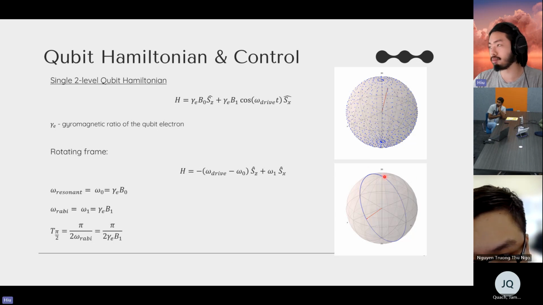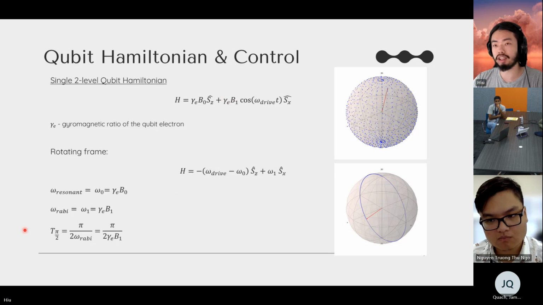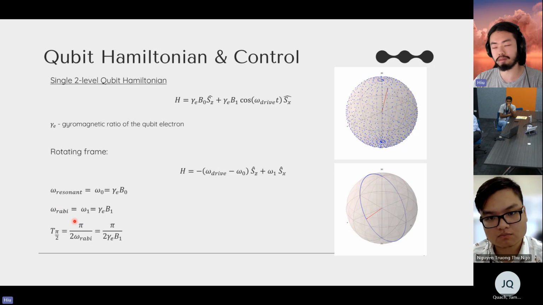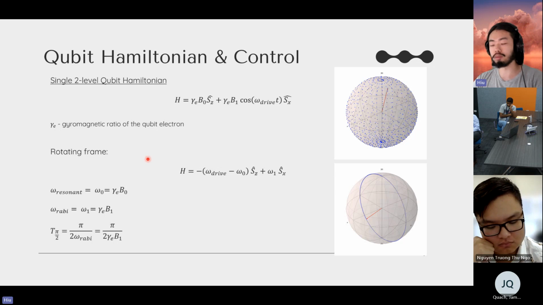Again, with this, it stays along the ZY plane perfectly, because it's on resonance. So the omega drive equals omega naught, which is the resonant frequency determined by the Zeeman splitting. The Rabi frequency is determined by the oscillating magnetic field, and the pulse duration applied is also determined by the Rabi frequency. From all of this, you can see that the gyromagnetic ratio is an important parameter to keep track of in order to have coherent driving and control of the qubit.